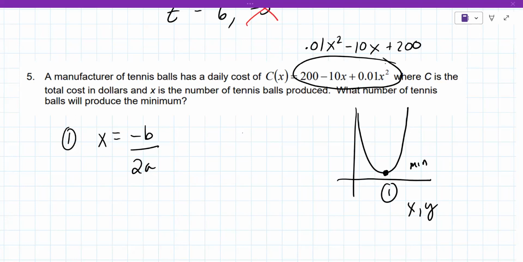Wait, how would I multiply 2 times 0.01x squared? Remember, A and B are just numbers. A is 0.01, not 0.01x squared. It's just 0.01. So to answer your question, you're just multiplying 2 times 0.01, which is 0.02. All right, so 10 divided by 0.02. Yes. Got it.